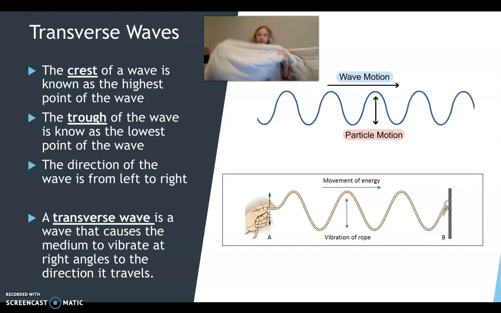So here's a blanket. I'm moving that wave up and down, right? So it's going to go left to right. My wave's traveling left to right, right? But my particles are going to move up and down. So that is how my popcorn or whatever snack you're eating is going to get off that blanket. So that's an example of a transverse wave.